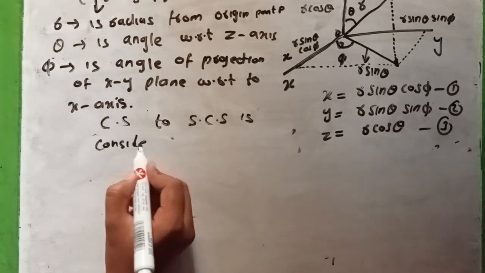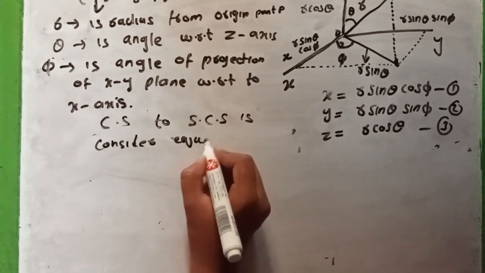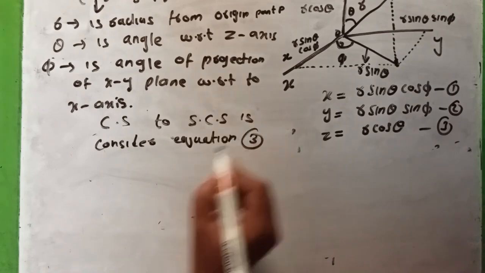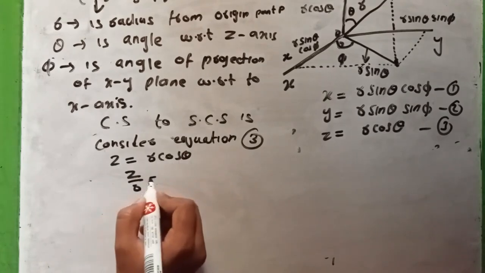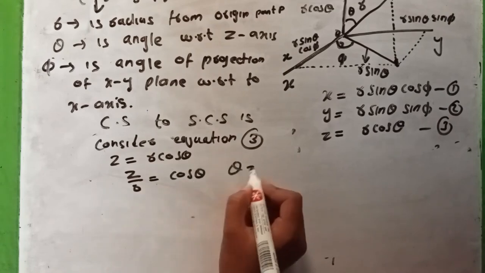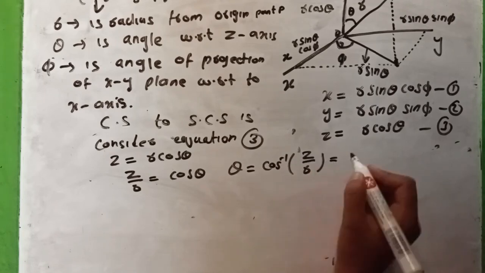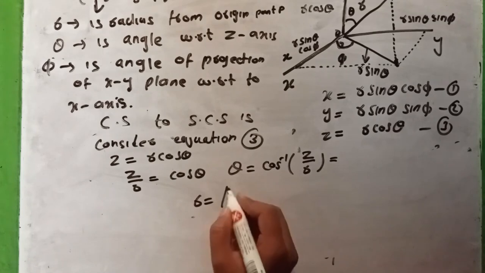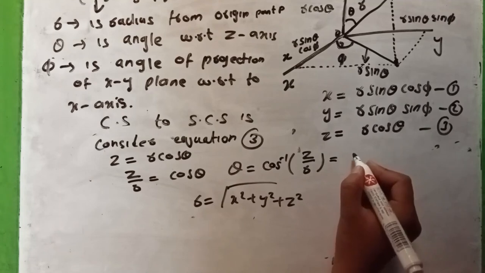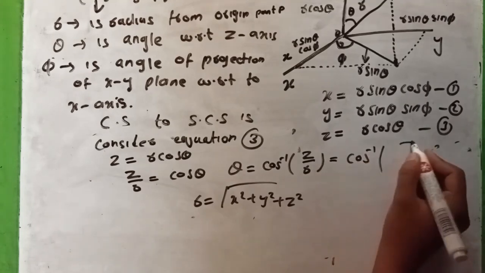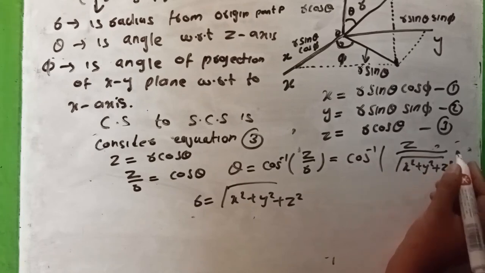Consider equation 3, which is z is equal to r cos theta, and z over r is equal to cos theta, and theta is equal to cos inverse z over r, and r is equal to square root of x square plus y square plus z square. So theta is equal to cos inverse z over square root of x square plus y square plus z square.